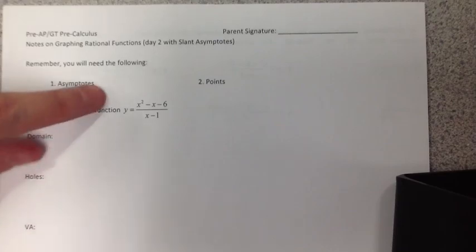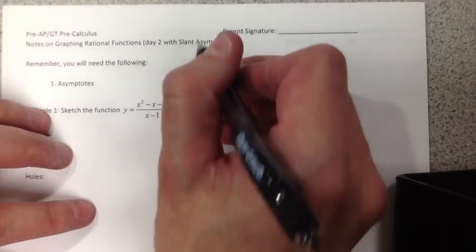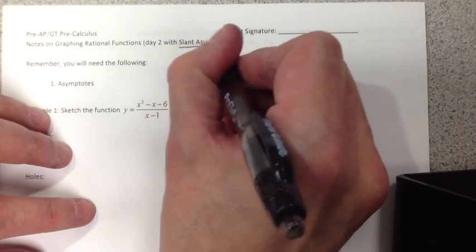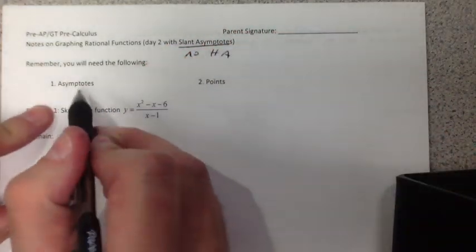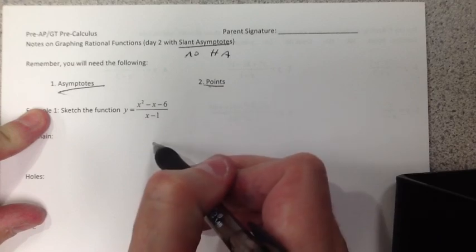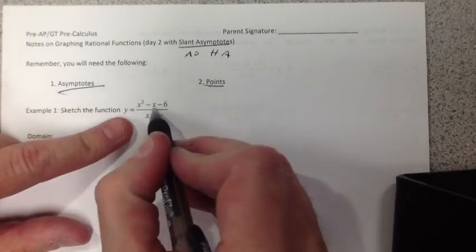Today we're going to be graphing rational functions with slant asymptotes. Now you may recall a slant asymptote has no horizontal asymptote. And again, we want to get the asymptotes and the points. Just like yesterday, we want to sketch this function.